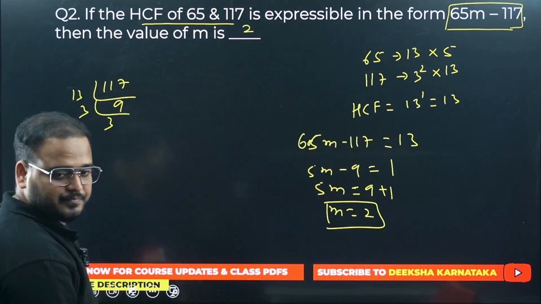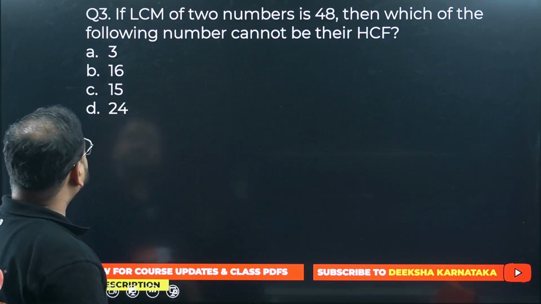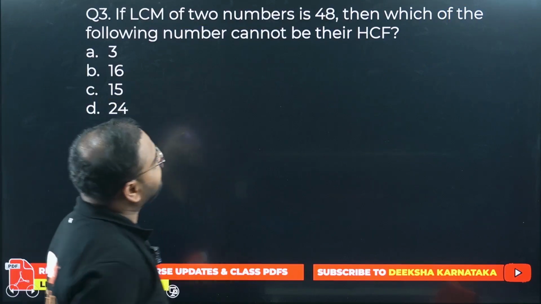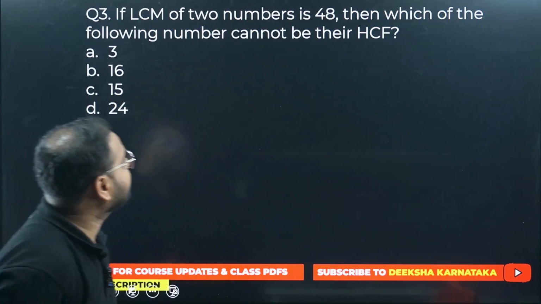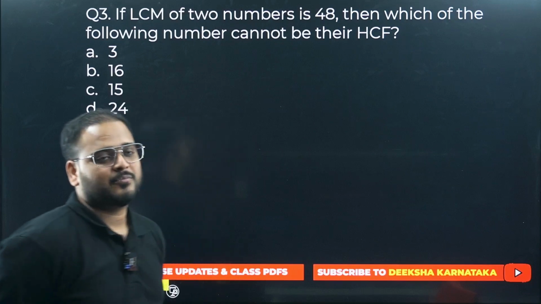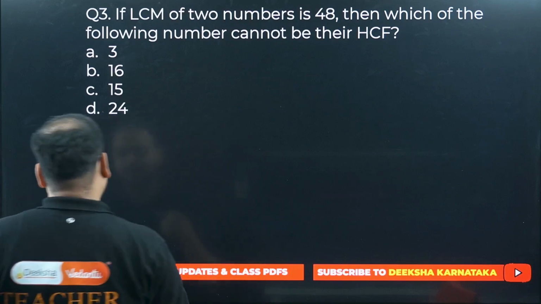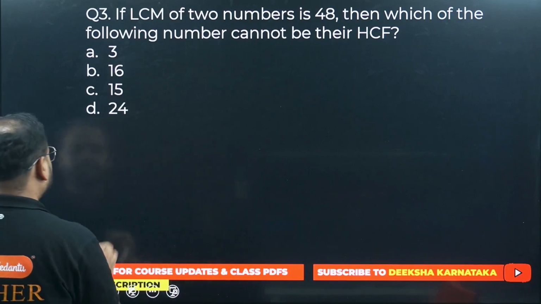Moving on. Alright, question number 3. If the LCM of two numbers is 48, then which of the following numbers cannot be the HCF? Okay. Achha, one thing I forgot to mention. Not forgot, I wanted to do it over here only.